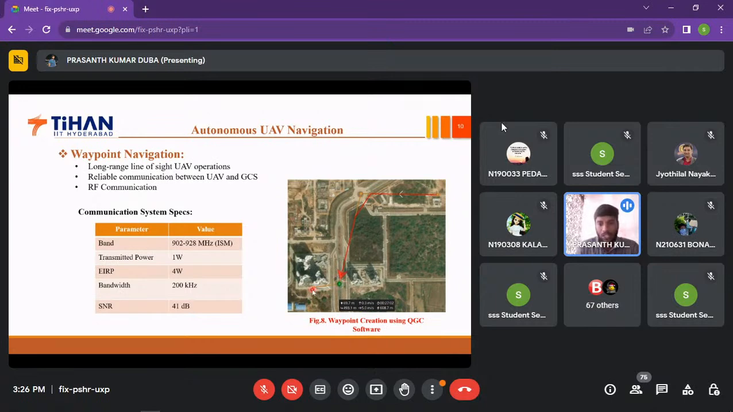Then after that, it has to land somewhere. Otherwise, there is one more option: it will come back to the initial position, which is called return to launch. So this is simple: we have to give a path. This is called path planning.